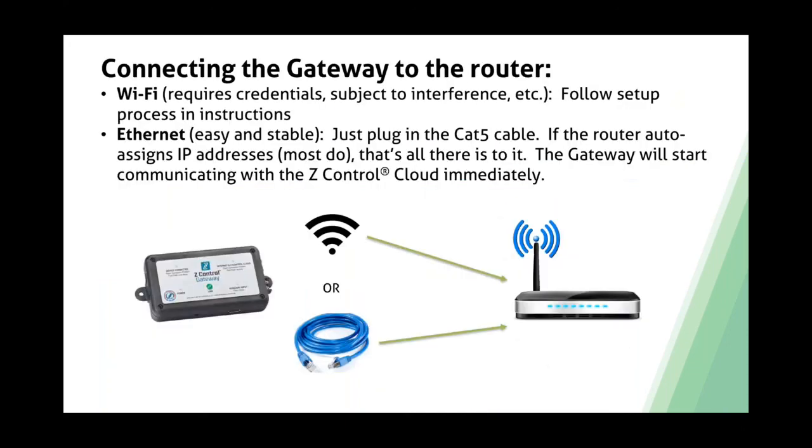Okay, so back inside the building, you're connecting the gateway to the router. The gateway has both Wi-Fi and Ethernet built in. So you'd either go through the setup process of the Wi-Fi, which is on FM 2901. There's a quick start guide there, which is basically walking through connecting to the gateway and telling the gateway how to connect to the local router and giving it its password. Connecting it via Ethernet is the easiest thing to do because you simply plug in a Cat5 cable at each end and the gateway will immediately start communicating with the cloud.